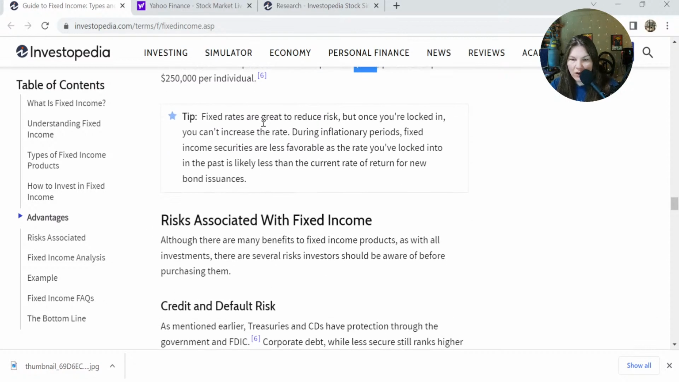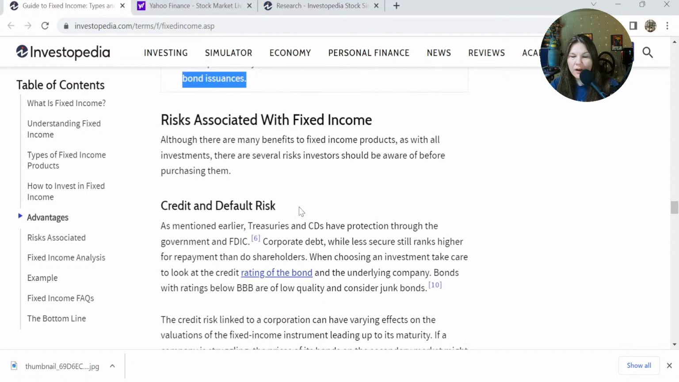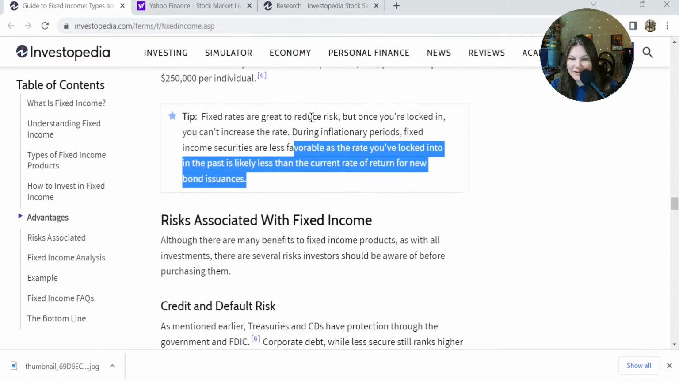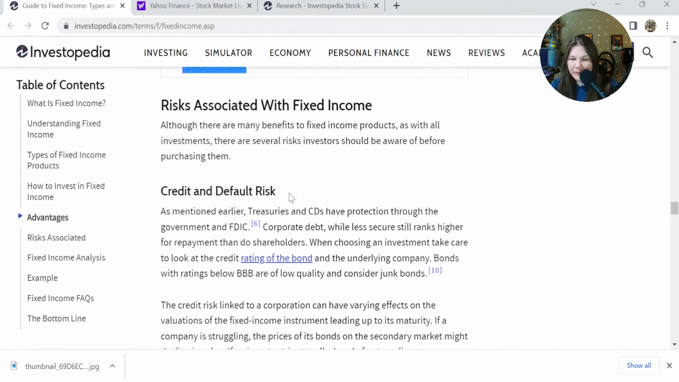So fixed rates are great to reduce risk, but once you're locked in, you can't increase the rate. During inflation periods, fixed income securities are less favorable as the rate you've locked into in the past is likely less than the current rate of new return bond issuances. And we have seen this happen to banks recently, guys. The banks invested in bonds, the rates changed, the bonds were worth less, and they had to trade them in, lose money. And then they closed the bank.